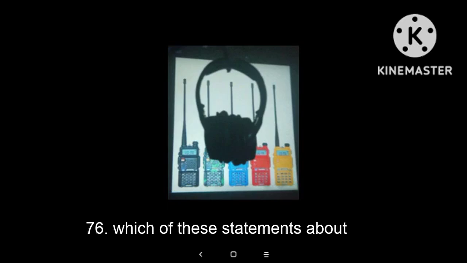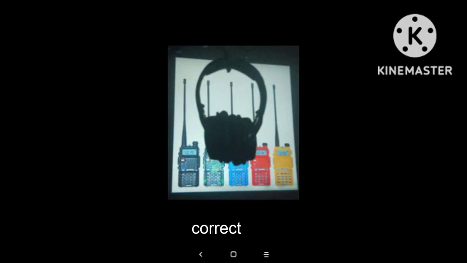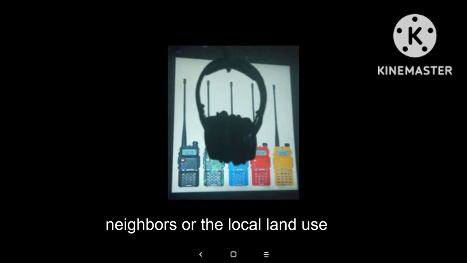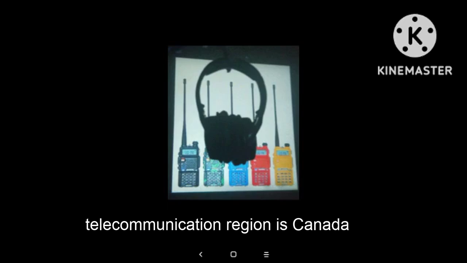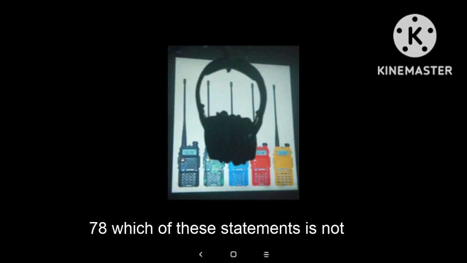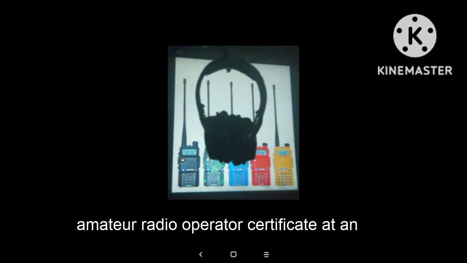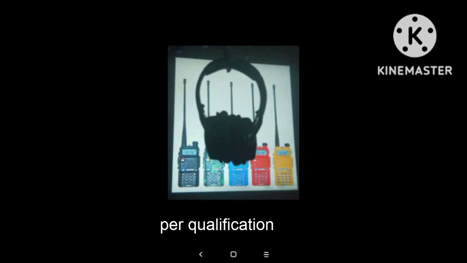76. Which of these statements about erection of an antenna structure is not correct? A radio amateur may erect any size antenna structure without consulting neighbors or the local land use authority. 77. In which international telecommunication region is Canada? 2. 78. Which of these statements is not correct? The fee for taking an examination for an amateur radio operator certificate at an Industry Canada office is $5 per qualification.